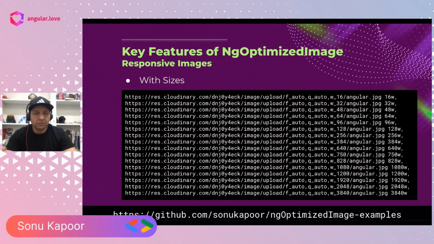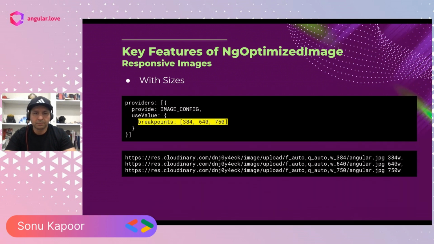And if you only support a subset of breakpoints, then you can also customize this list by providing the image config DI token to your provider. So this will then generate the source set only for the given breakpoints. And you can also, of course, define your own source set using the ngSrcset attribute on the element itself.